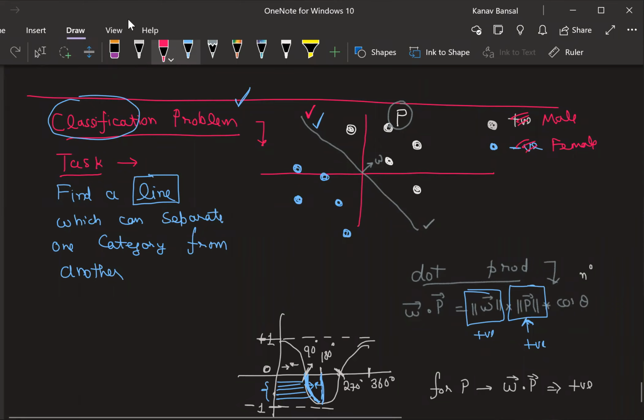Okay, yes, Samyak, I can do that. So let's say this is the P first of all, right? The angle between W and P is going to be greater than 0 and less than 90, right? When I consider this as P, this is going to be the angle between W and P.